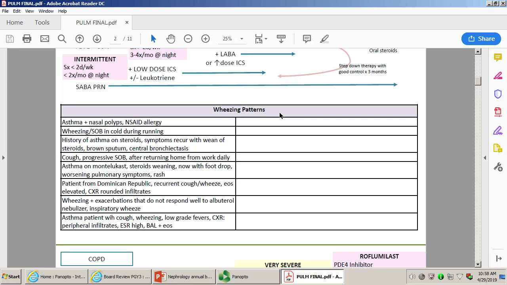Wheezing, exacerbations don't really respond that great to nebs. They have an inspiratory wheeze. VCD, right? Going to question number 4, right? So this is our patient there. What is your next step in evaluation? All right, laryngoscopy.